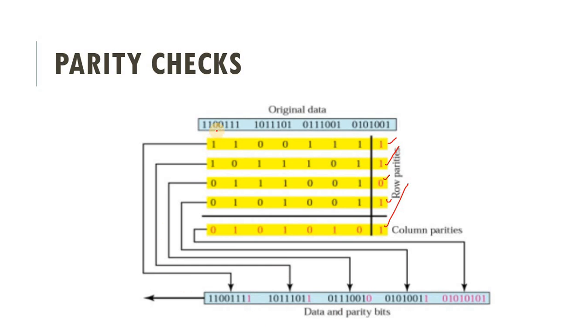and now we'll combine this data. So the first data is 1100111, then the parity bit is 1. The second data is 101101, and then its parity bit. The third data is 001, and then parity bit 0. So this is how we can add the data, and then we'll transmit this data to the destination.